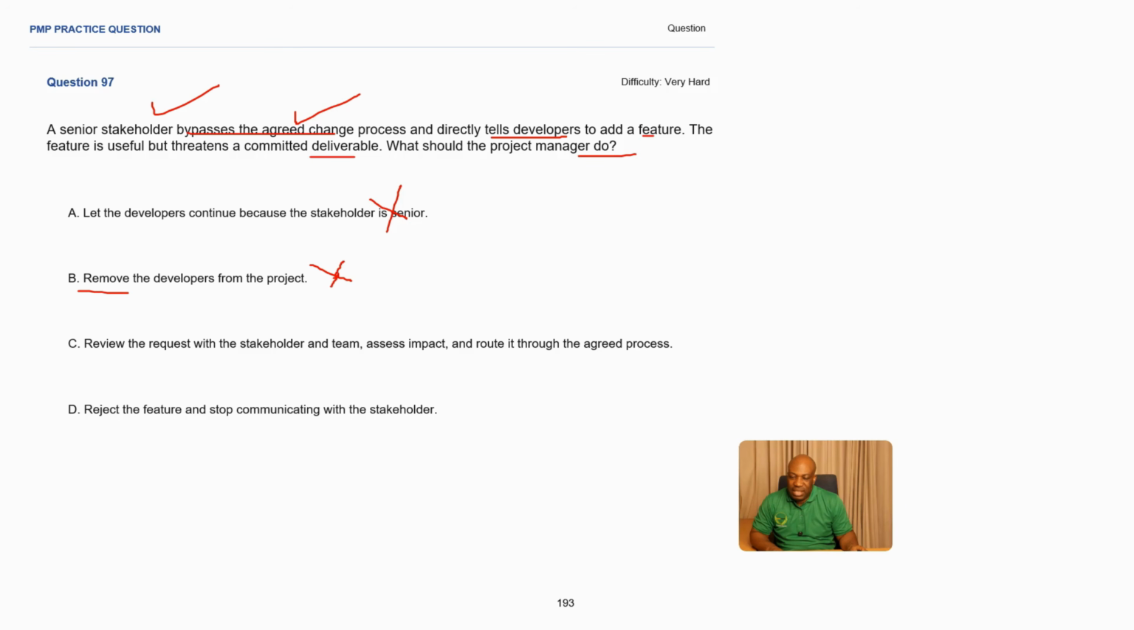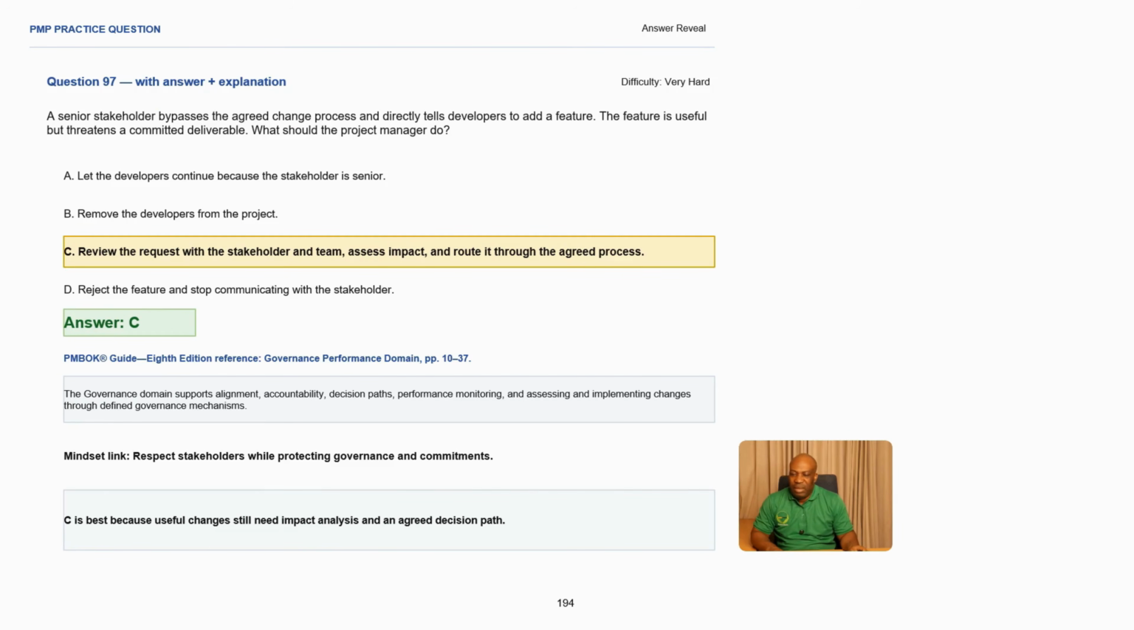Review the request with the stakeholder and team, assess impact and route it through the agreed process. This makes sense. You want to review this request. Then reject the feature and stop communicating with the stakeholder. You don't stop communicating with the stakeholder. Also, you cannot just reject. This cannot be the answer for this question. Making C the best answer in this scenario. So you need to review the request of the stakeholder because the stakeholder is not going through the agreed changes. He's telling developers what to add in terms of features. So you need to make sure that you review the request with the stakeholder and assess the impact.